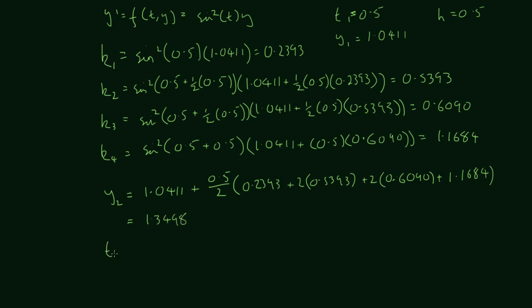We also have to calculate t2, which is simply equal to t1 plus h, and that equals 1.0. So that was 2 steps of the fourth order Runge Kutta method for solving this example IVP. I'm going to stop there. I'm not going to continue for the further 8 steps because it would get quite tedious, and you can see why we tend to use computer programs to perform all of these calculations for us.